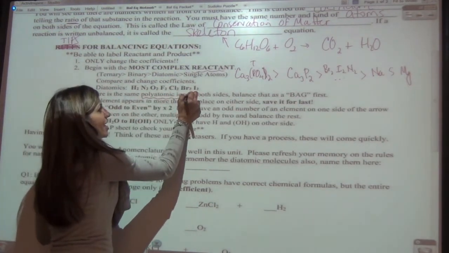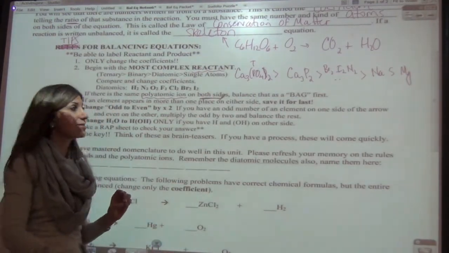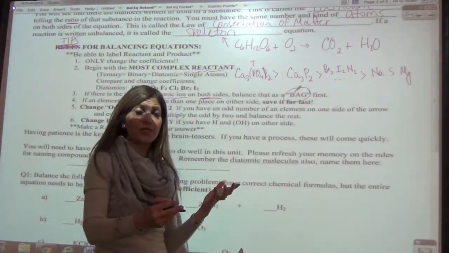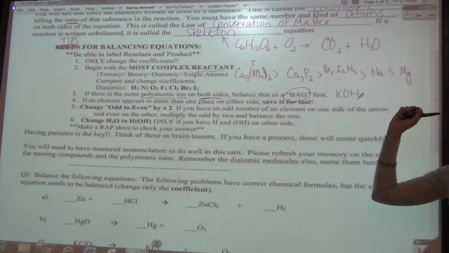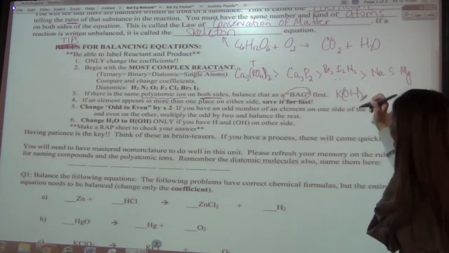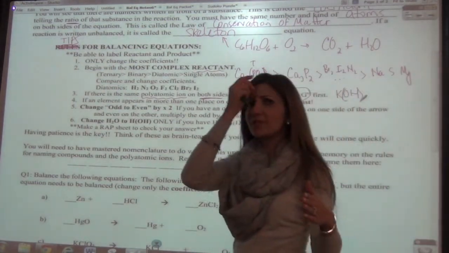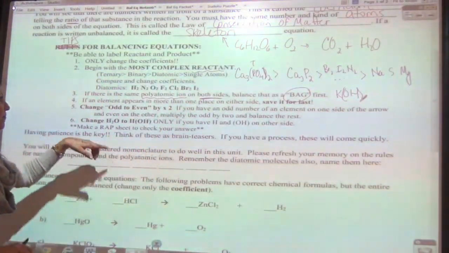If there's the same polyatomic on both sides, balance it as a bag, okay? If you see a polyatomic ion and it has to exist on both sides, you're going to put it in parentheses. So for example, if you see something like KOH and on the other side you have something OH, put it in a bag. Don't do the O and the H separately. Do it as OH as one unit.